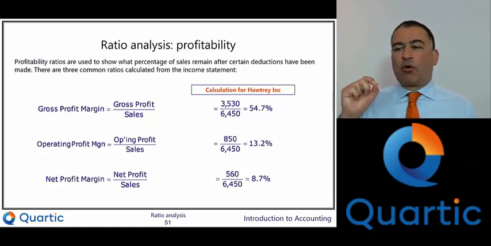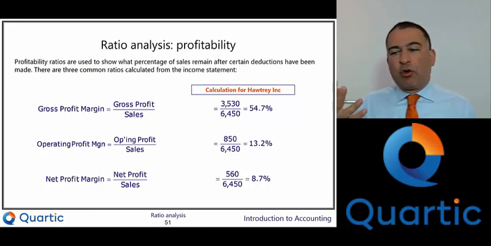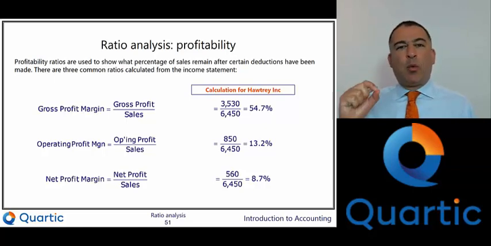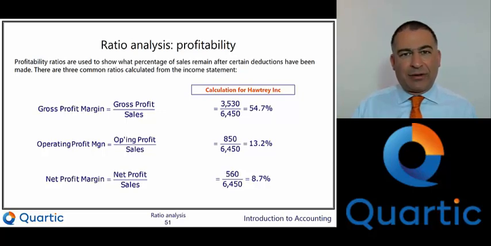So in this case, your gross profit margin, we had revenues of 6,450, we had COGS of around 3 billion, so gross profit of $3.53 million, and therefore our gross profit margin is around 55%. In other words, every widget that we sell, if we're selling something for $100, it cost us around $45, and so we've got gross profit of $55. That's how you interpret this.